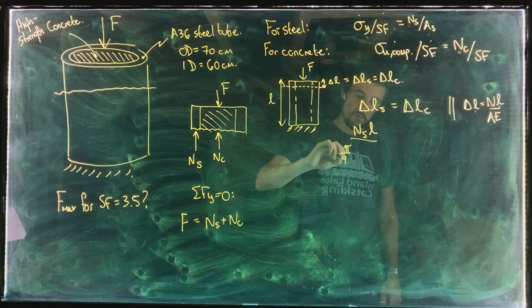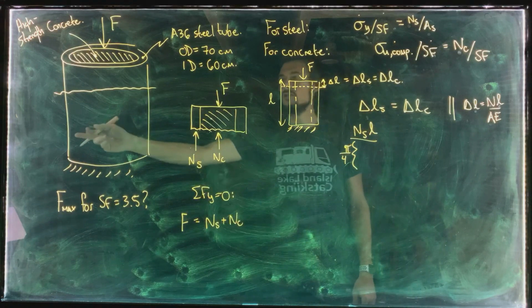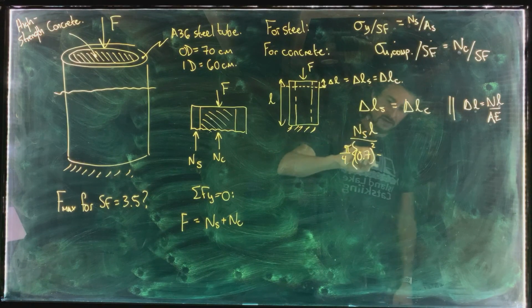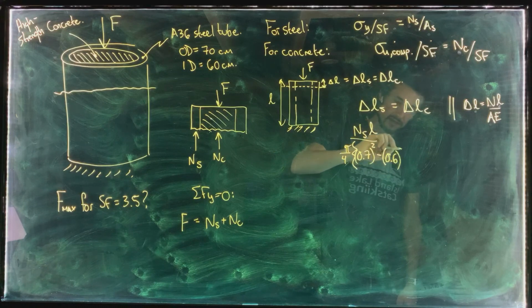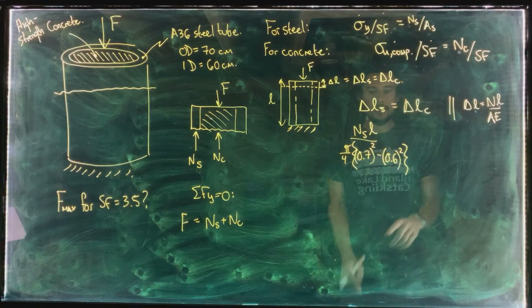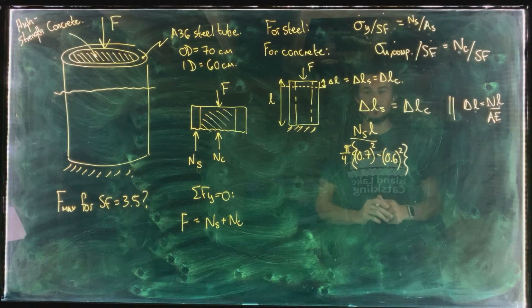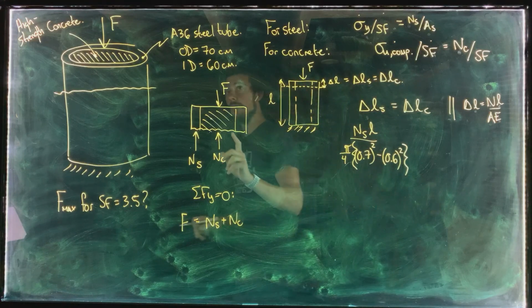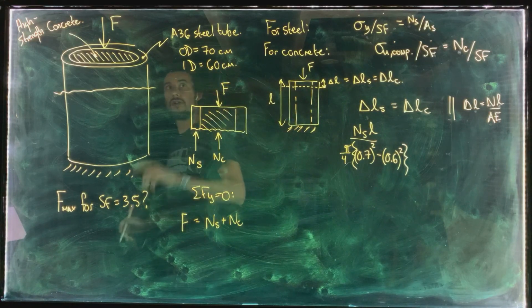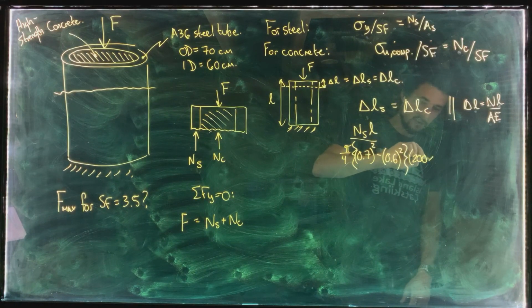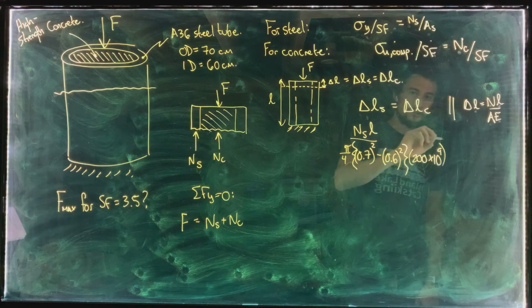So we've got pi over 4, and then we've got the outer diameter, which is 0.7 squared minus the inner diameter, which is 0.6 squared. And then we've got the modulus of elasticity for the steel. And if we go to our material properties table, we're looking in metric. This is A36 steel. Modulus of elasticity for A36 steel is 200 gigapascals. So we've got 200 times 10 to the 9 there.